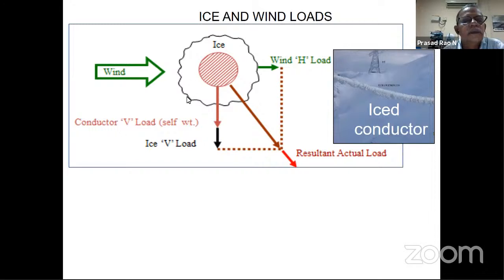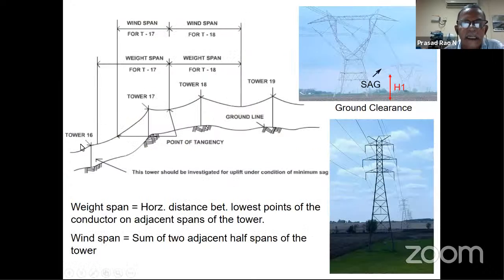So this is the typical transmission line. The verticals are the support structure, that is a tower, and this is a span, weight span and wind span.